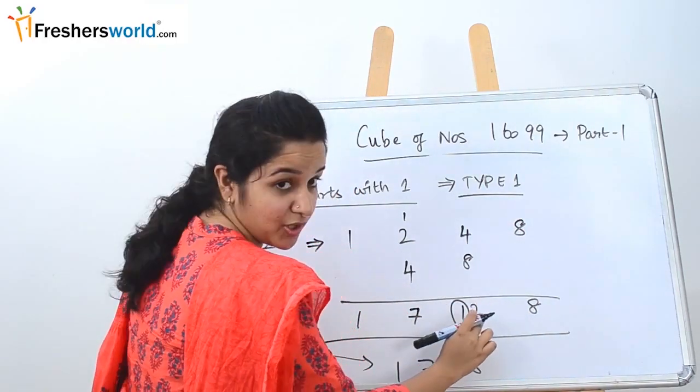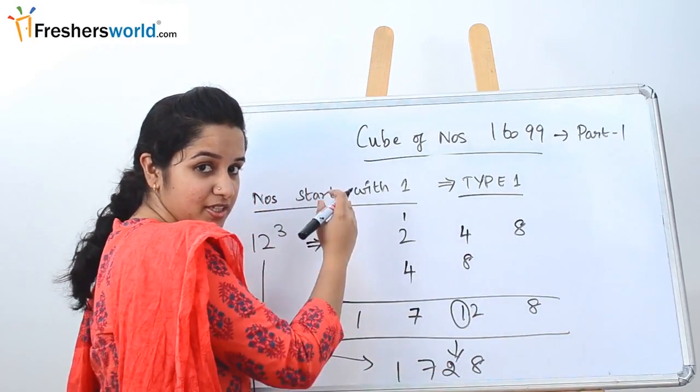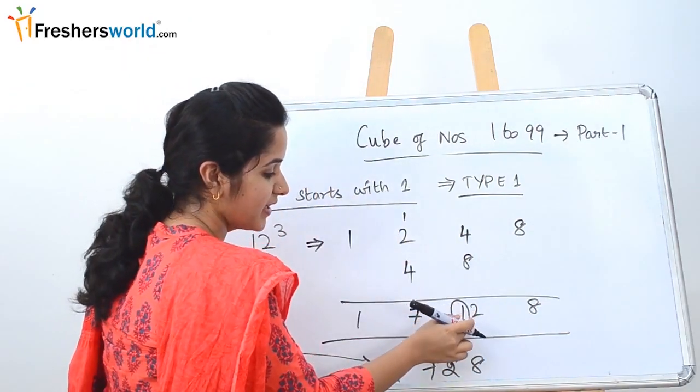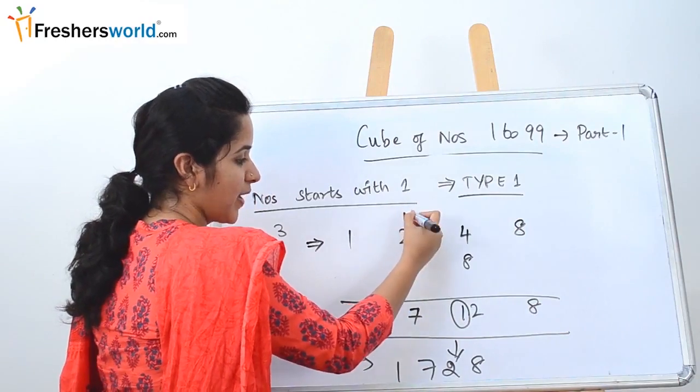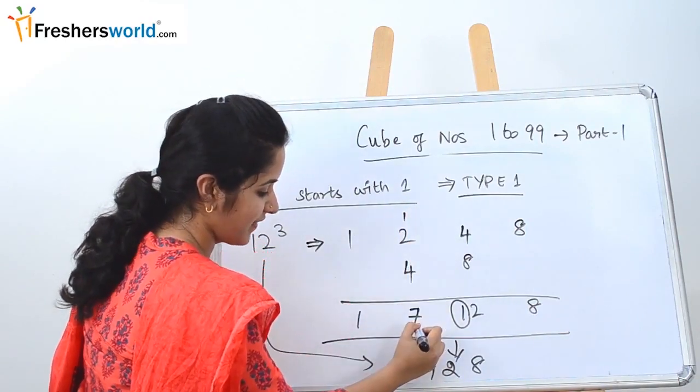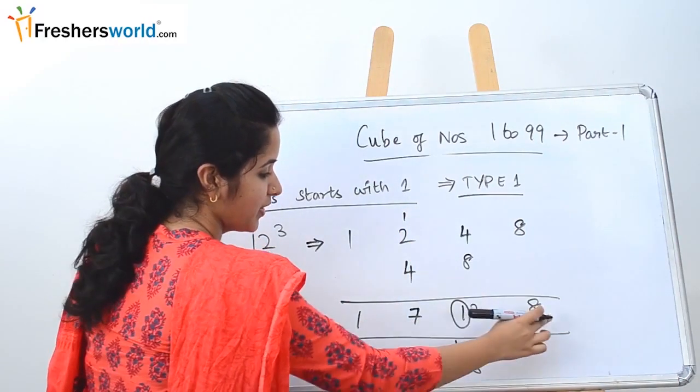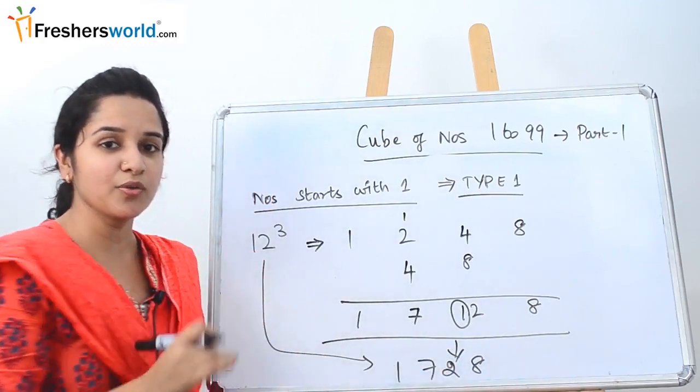Write the last digit alone here and carry over the rest of the digits to the next place. So 1 here, we are carrying over it here. So 1 plus 2 is 3. 3 plus 4 is 7. So 1728 as such we are writing it. So this is how we easily find it.